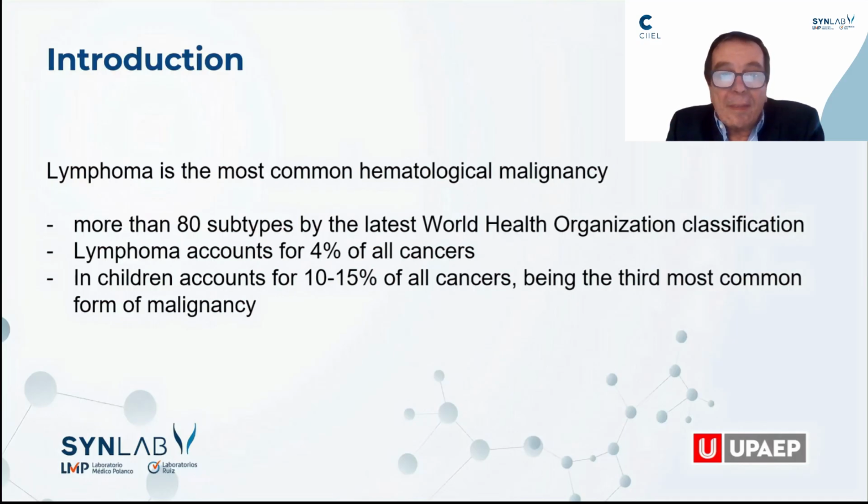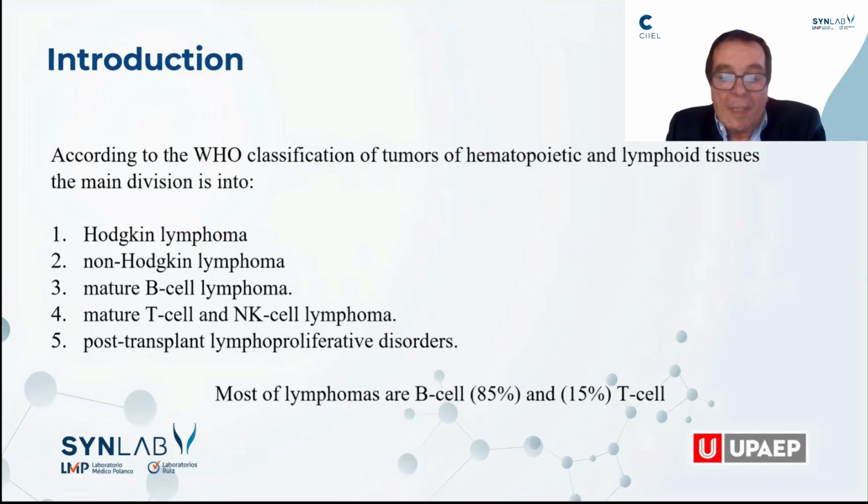In this slide are shown the main divisions according to the WHO classification. The first two make up quite the totality. Most lymphomas are B cell, about 85%, and about 15% are T cell lymphomas.